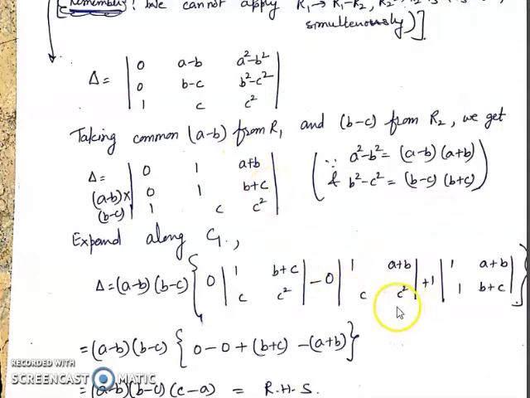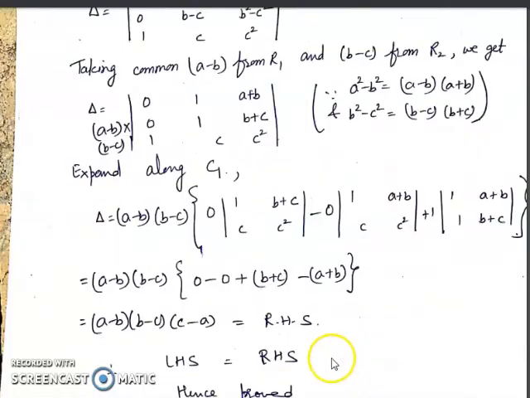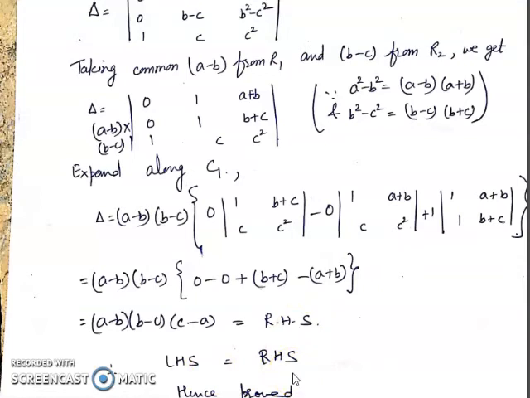Clear? Now open this: 0 into determinant is 0, plus 1. So this will be equal to 1 into b plus c minus of a plus b. So solving this, we get b and b plus b and minus b are cancelled out. So it will be equal to c minus a. So this is the right hand side. So LHS is equal to RHS, hence proved.